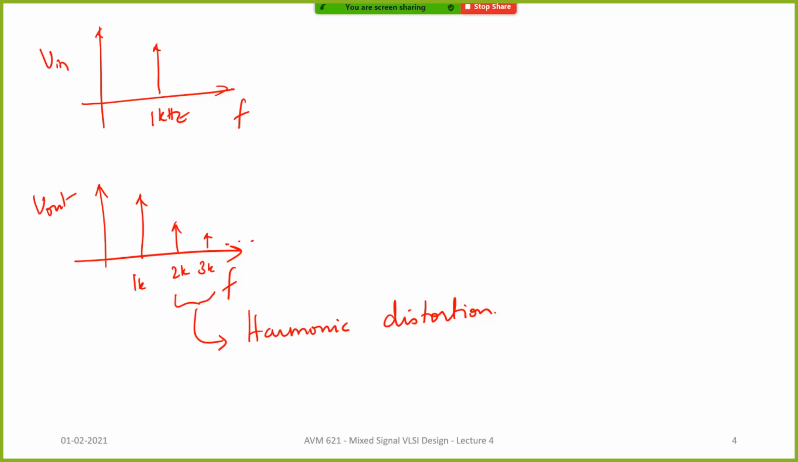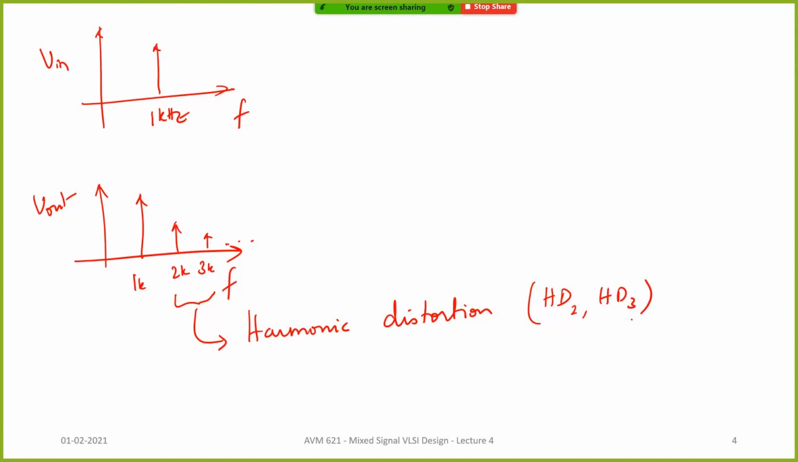So if you give 1 kilohertz, you'll get 2, 3, 4. If you give 5 kilohertz, you'll get 5 kilohertz, 10 kilohertz, 15, 20, and so on. Okay, you will not get other terms. If you give an input sinusoid, you will get an output sinusoid of the same frequency, and its harmonics. Okay. Now this is what is called as harmonic distortion. Sometimes it is also called as HD, HD2, HD3, and so on.